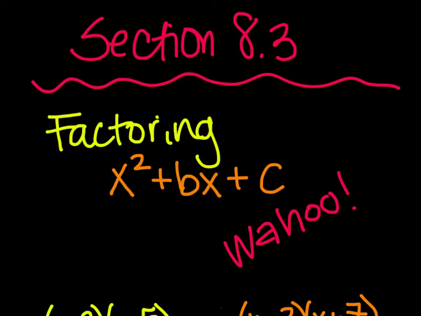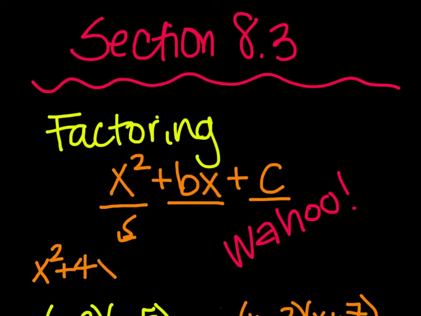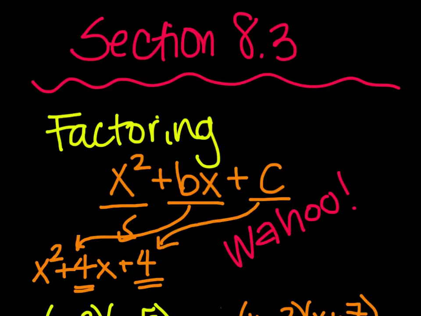Welcome to section 8.3. This is factoring situations that are like this, x squared plus bx plus c. So to put this in terms that we are used to, we could say we're factoring trinomials that maybe look like this, x squared plus 4x plus 4, where b represents this term 4, and c represents this other term 4. And this is all kind of fine and dandy, and so we're going to work ourselves through some of these.